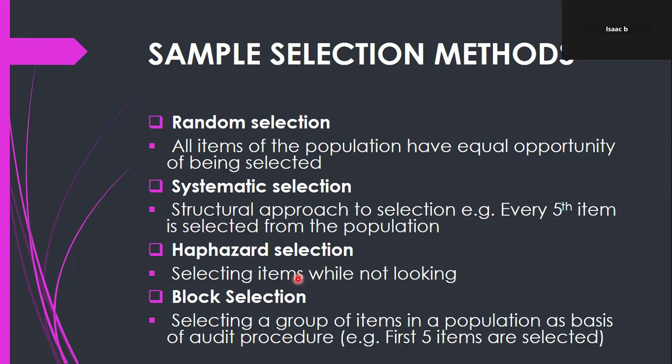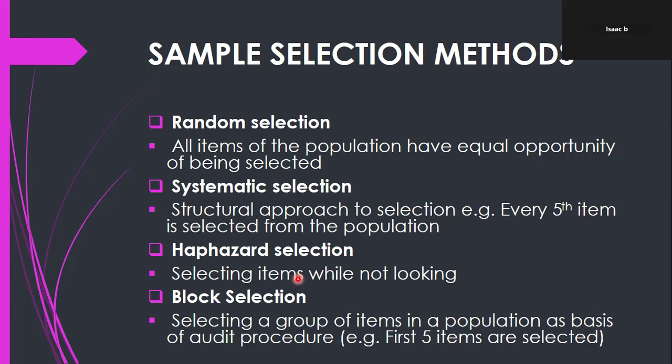what methods are used for selecting samples? So one, there's random selection, there's systematic selection, then there's haphazard selection, then there's block selection. So random selection, all items in the population have equal opportunities of being selected. So let's say, for example, this sample has got 20 items, right? So if all those 20 items have got an equal opportunity of being selected, you just select at random.